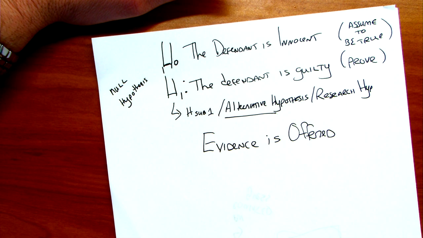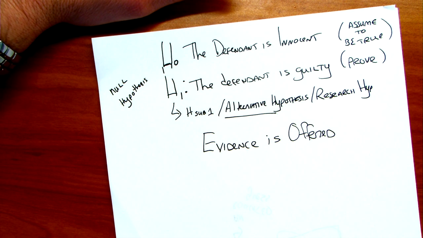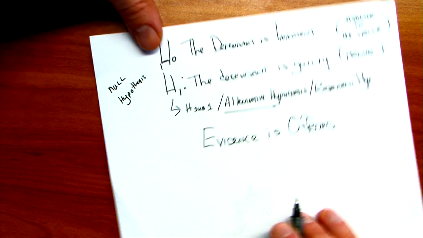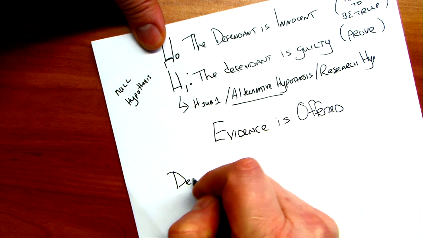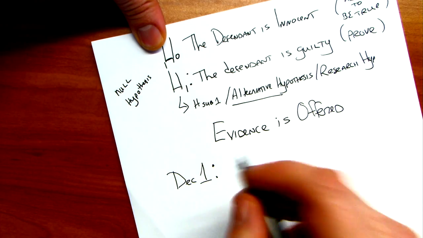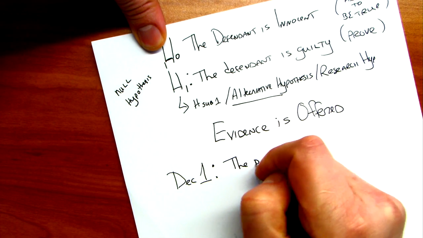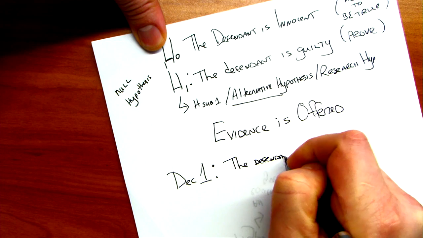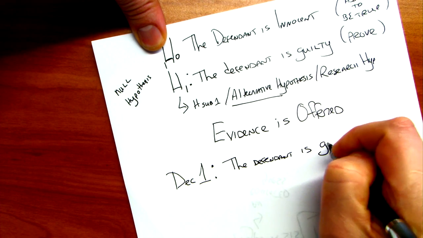What's a decision that can be made in a criminal trial? If the evidence is enough, what decision do we make in a criminal trial? Come on, Tommy, what decision do we make if there's enough evidence? Guilty. Okay, so we're going to call that decision 1. And in a criminal trial, you're right, we say the defendant is guilty.